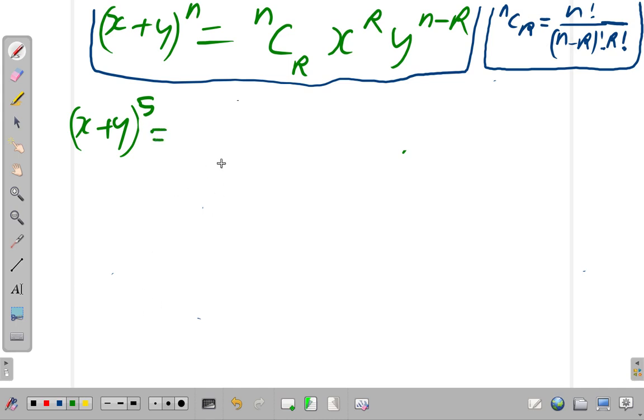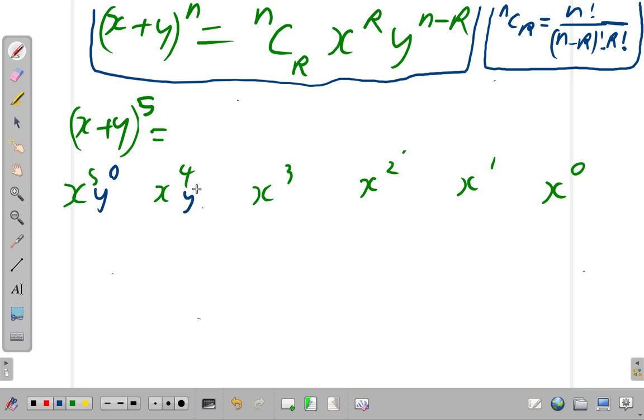(x + y)^5: the powers of x are x^5, then x^4, x^3, x^2, x^1, x^0. Then the powers of y are y^0, y^1, y^2, y^3, y^4, y^5. Good.